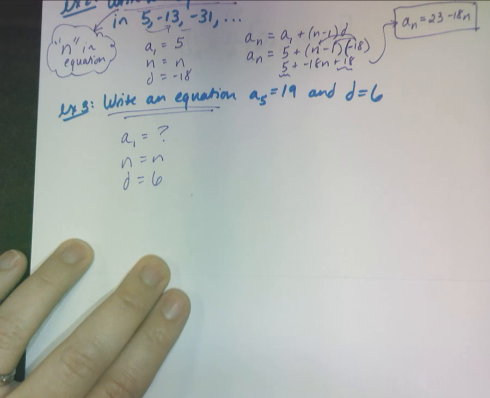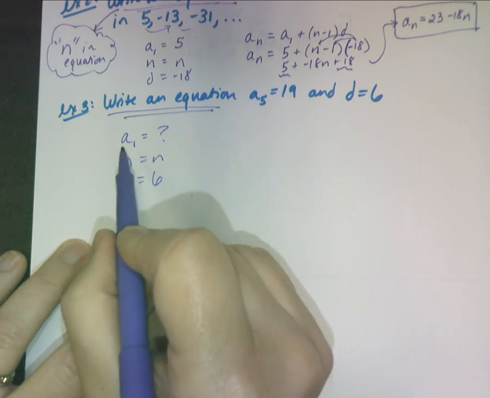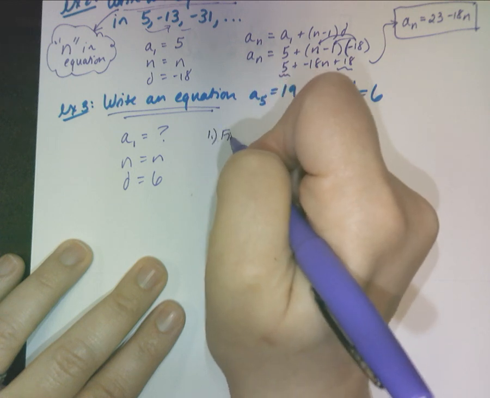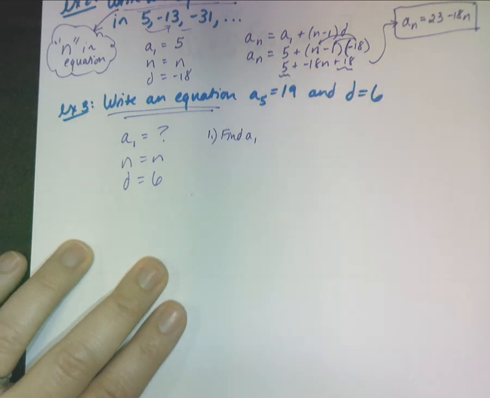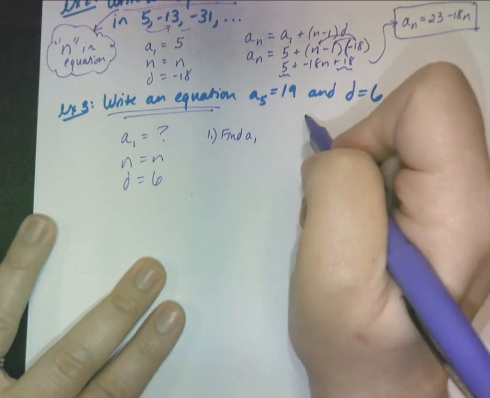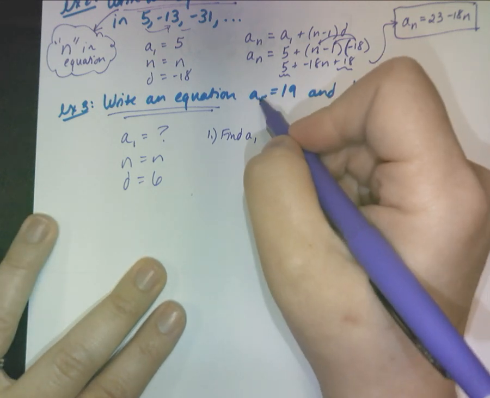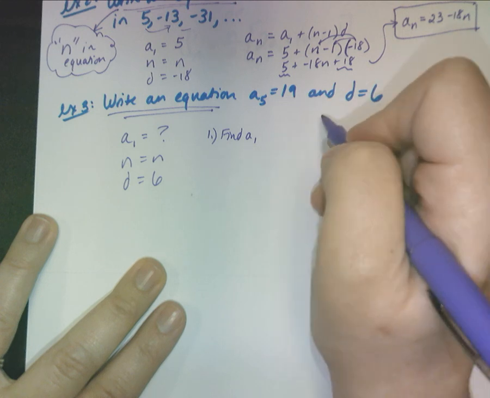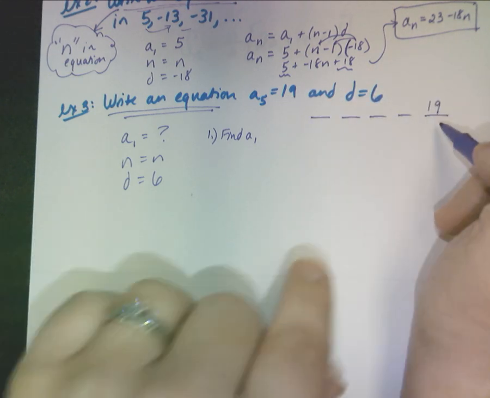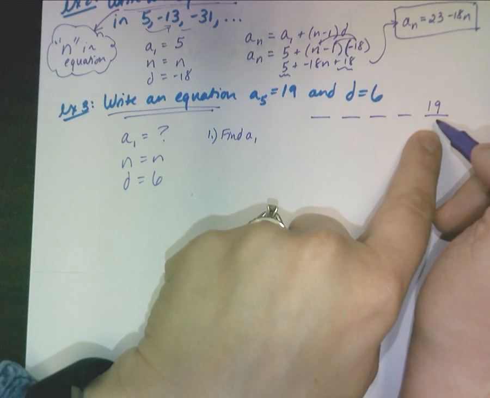Well, we're going to first find out what A1 is. We need to know what A1 is. Okay? So first thing is find out your A1. You should always try to find that first position. Again, what does this mean? This means that in the 5th position is the number 19. So 1, 2, 3, 4, 5. And that position is the number 19.